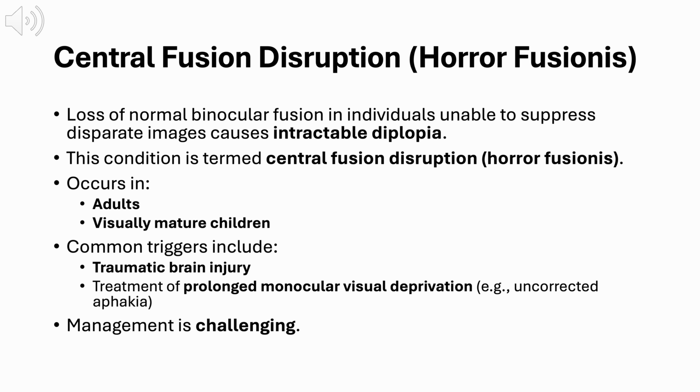In simpler terms, the brain is stuck. It can't merge the two images into one, and it also can't ignore either image, so the person is forced to see double all the time.